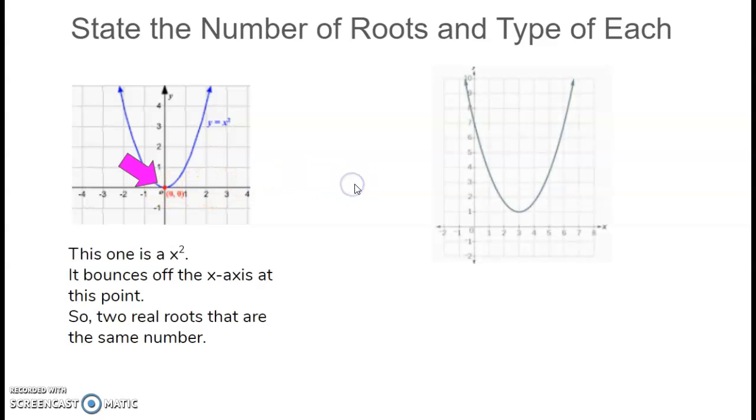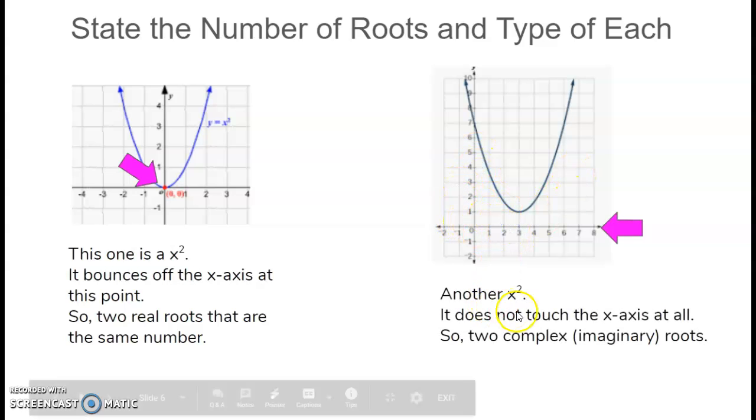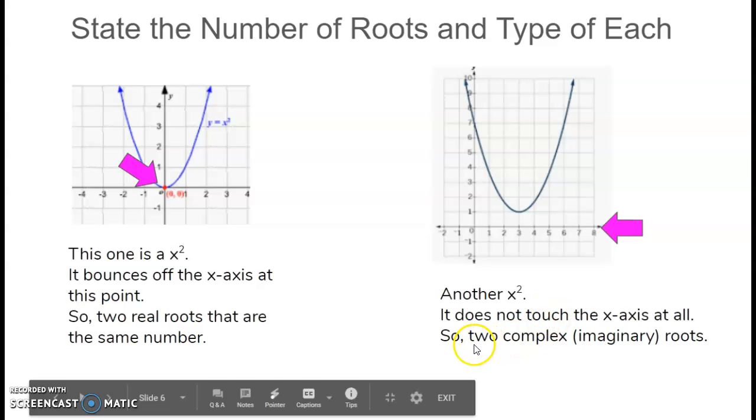Another situation is to have a parabola that is not touching the x-axis at all. So there's no roots touching here, but I still need an x squared. So because it doesn't touch the x-axis at all, I have two complex or imaginary roots.